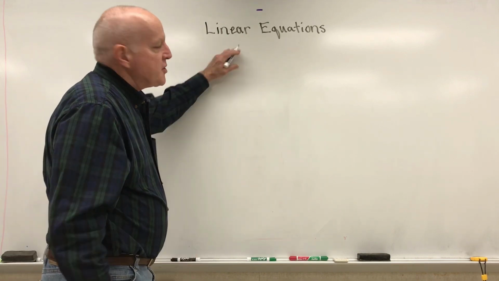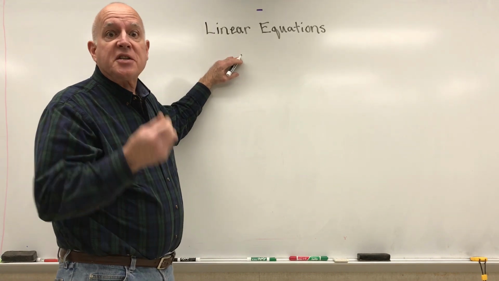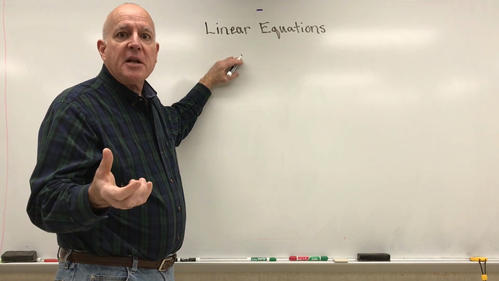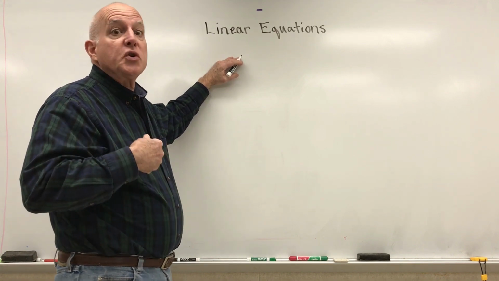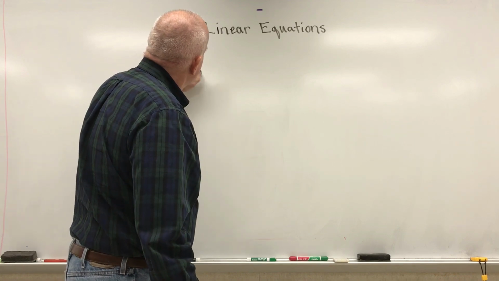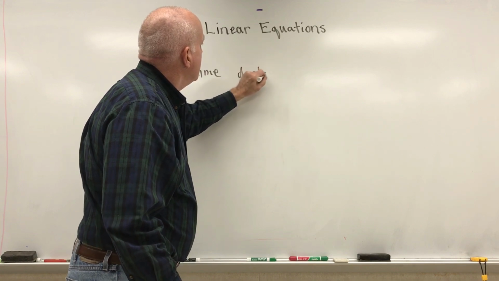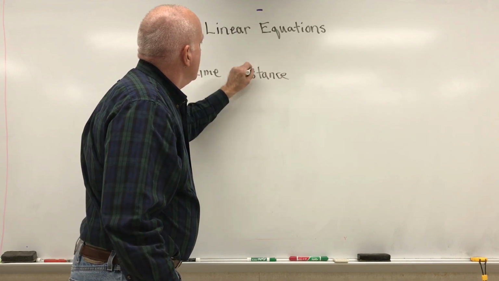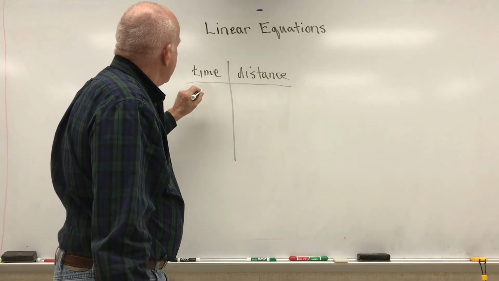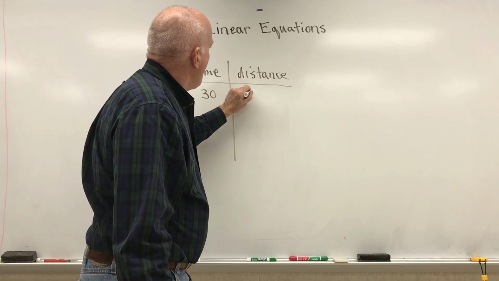Linear equations are equations that define a straight line. So sometimes we're going to see a data set that gives us a straight line. For instance, I might be thinking about a person who's gone for a walk, and we're going to look at the time and the distance that they've covered. So we're going to have a table of data, and at the end of 30 minutes, the person has traveled 1 mile.